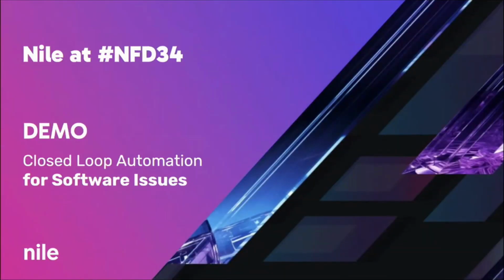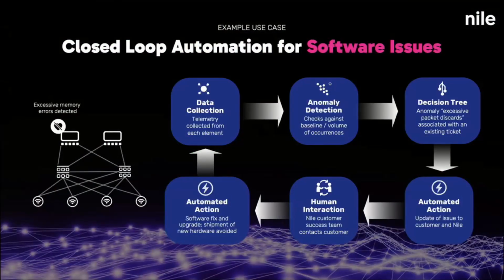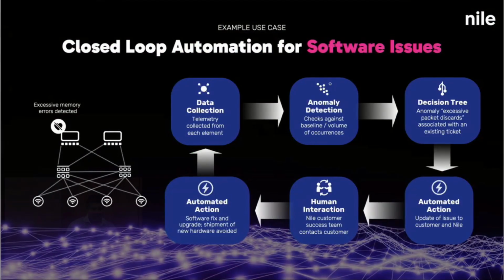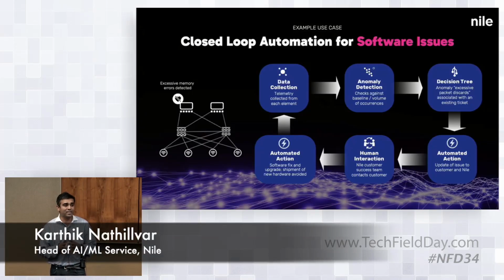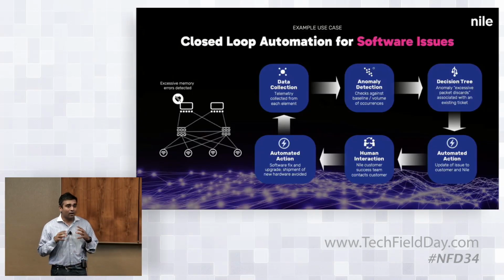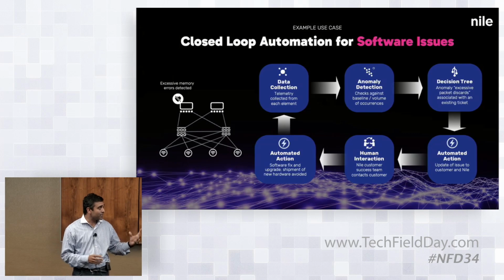So here, continuing with the same thing, we're going to talk about the closed loop automation of software issues. The previous example was caused by some hardware problems, and this is a software problem. So again, the digital twin is critical. That's our starting point. After the successful installation, the digital twin gets created.